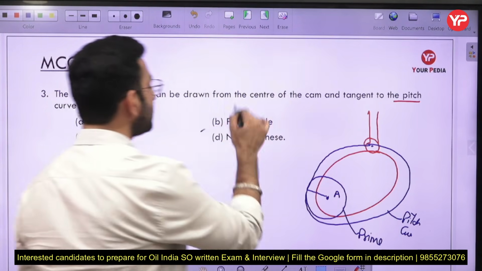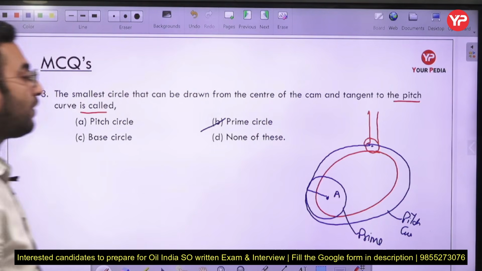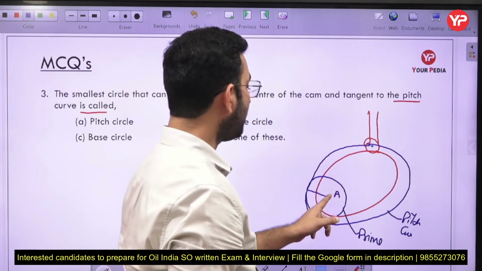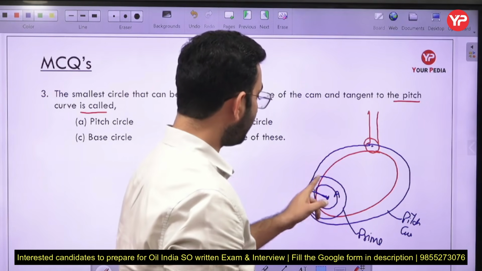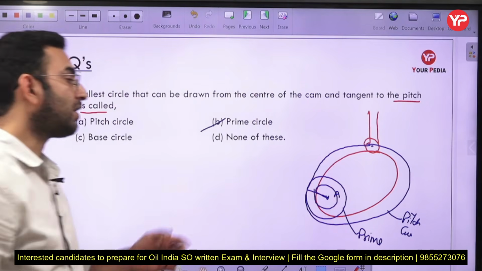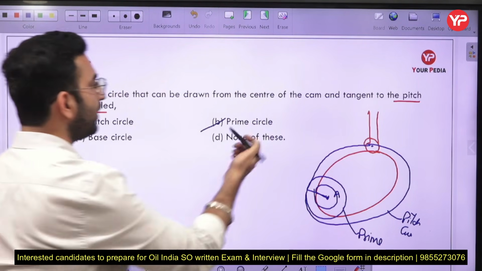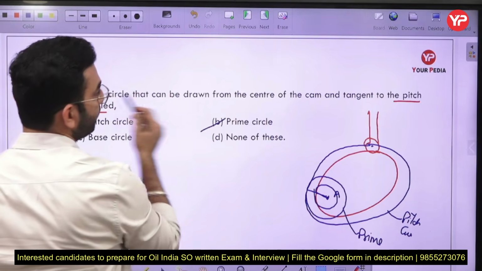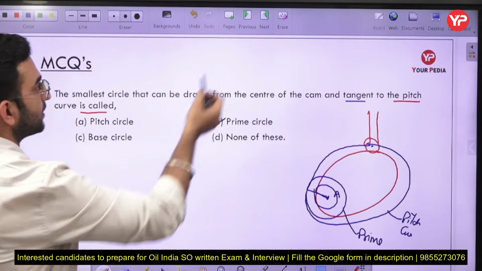Okay, so in this case option number B is the correct one here. In the same way, if you are drawing a circle close to the base, close to the cam profile, this circle is known as the base circle here. Okay, so this is the simple definition here. So I can say this is a prime circle where the circle is tangent to the pitch curve. So that is a very simple case.